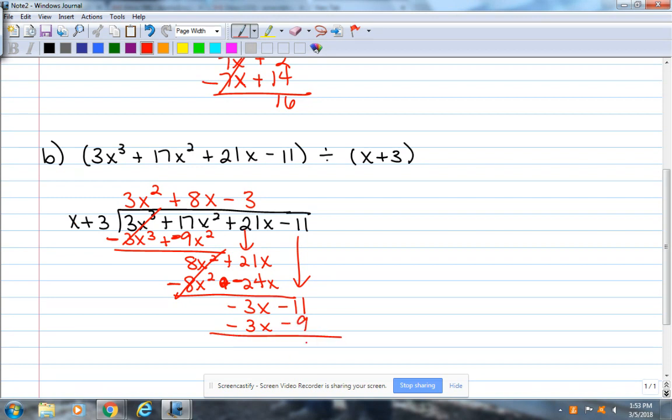Draw my line and change my sign. And that leaves me with what? Negative 2. Do I have anything else to bring down? So how do you write your remainder? Negative 2 over x.